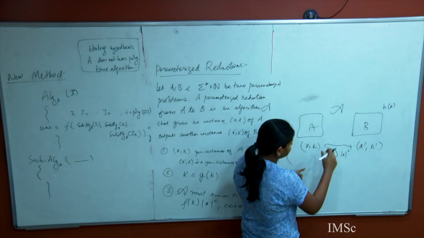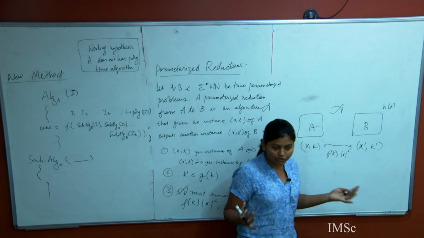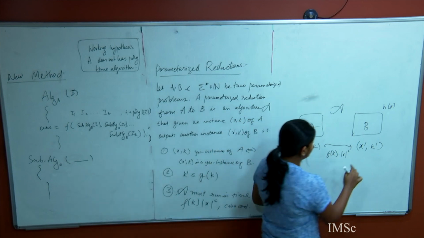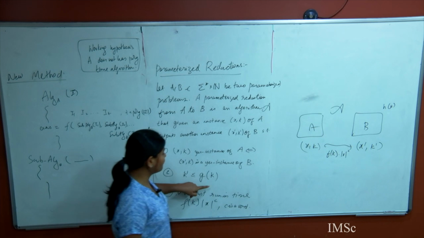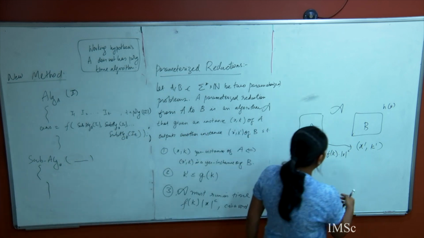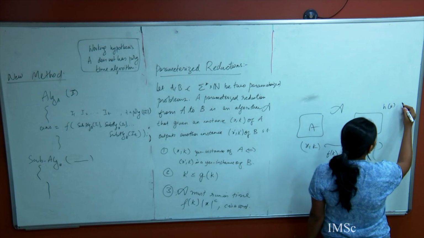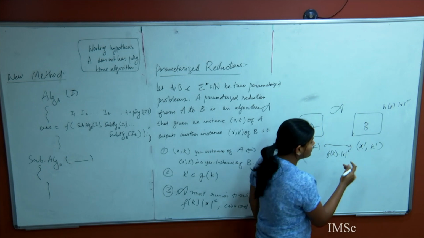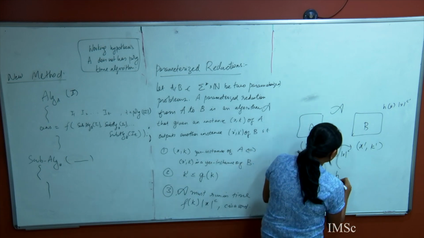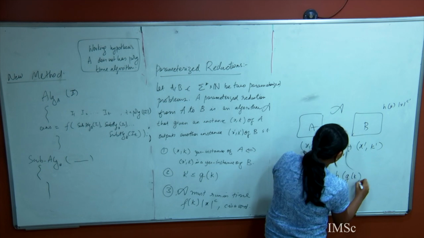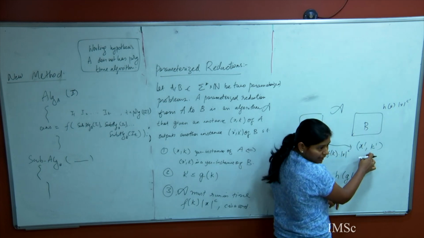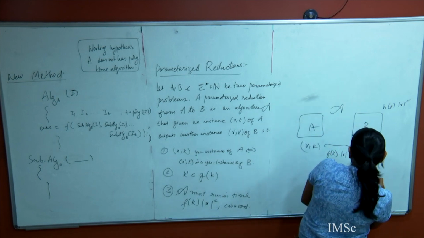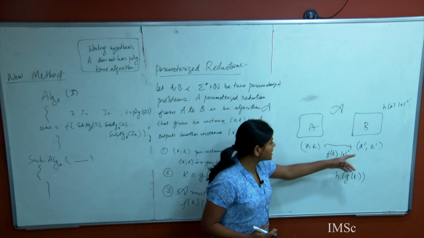Then we can design an FPT algorithm for the problem A as follows. You apply this reduction, you spend this much time. Now notice that k' is bounded by some g of k. Suppose this has an algorithm of running time something like this, then how much time will you additionally spend is h of g of k, because this k will be this k', which is g of k, times how much can be the size of x'?